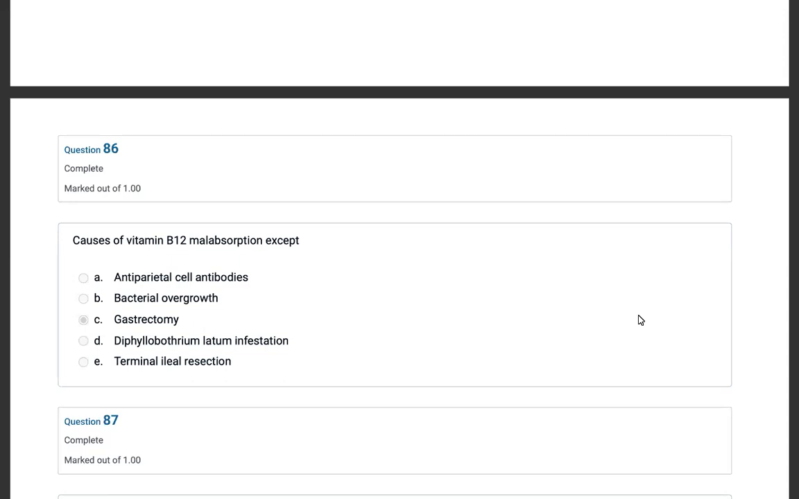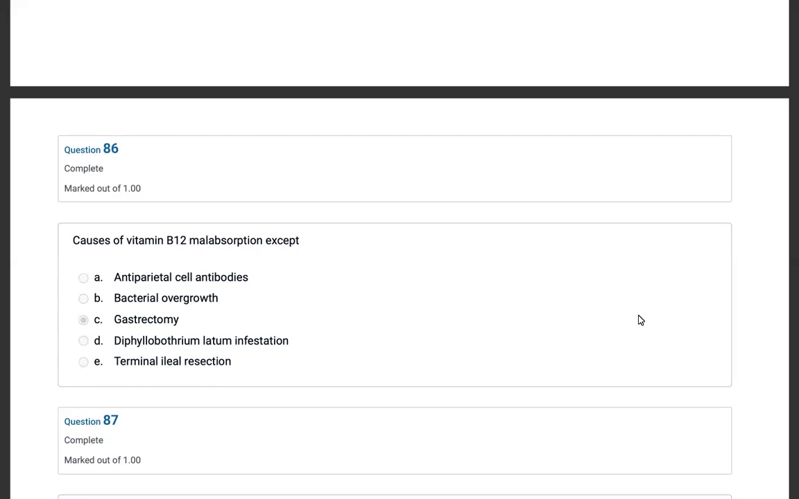All right. So causes of vitamin B12 malabsorption, except. So we said that one, antiparietal cell antibodies, pernicious anemia, you're going to have it. Gastrectomy, Diphyllobothrium latum as utilization of vitamin B12, and obviously E as terminal ileal resection. As we talked about last time, we said that vitamin B12 is that you require it to be absorbed at the terminal ileum together with the intrinsic factor.